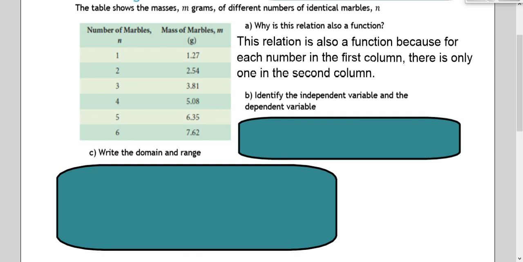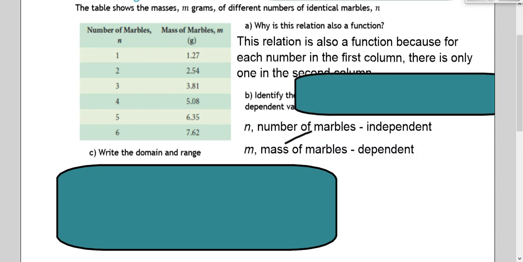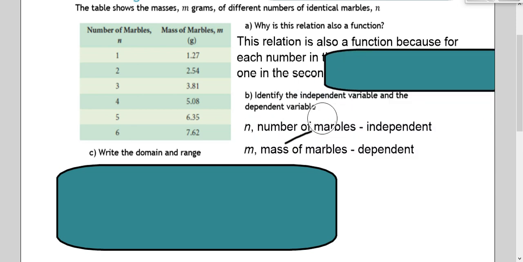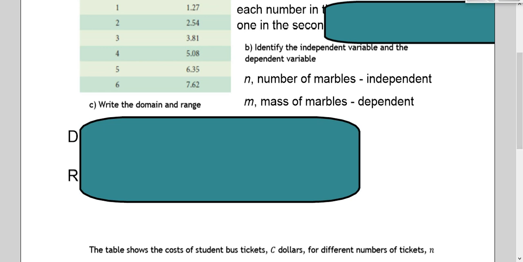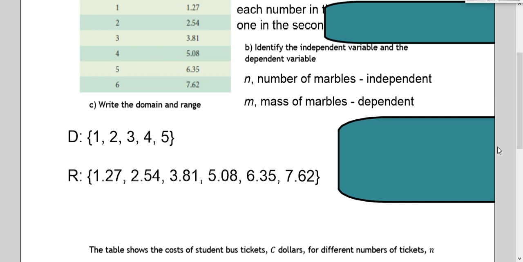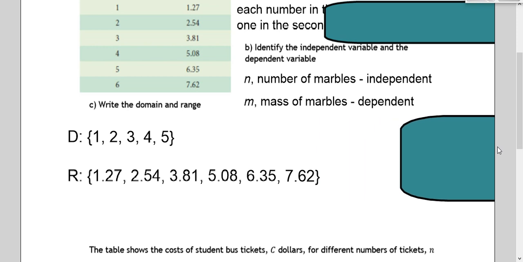B, identify the independent variable and the dependent variable. Well, n, the number of marbles, is the independent, and m, the mass of the marbles, is dependent. Because the mass doesn't influence the number of marbles, the number of marbles influences the mass. Our domain and range. The domain is just a listing of all the elements in the table, and same with the range. Oh, I am missing one right here. So it should be comma 6. Sorry about that. Yeah, and I got all the ones for the second one.